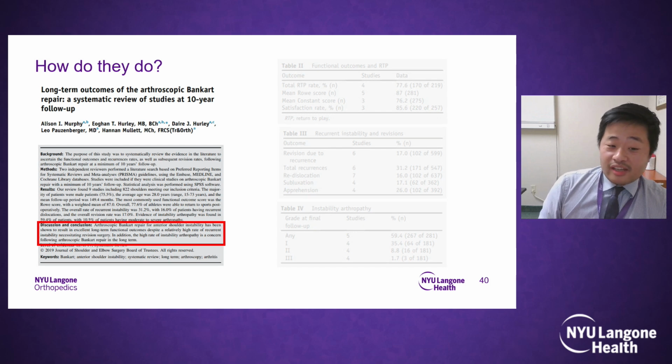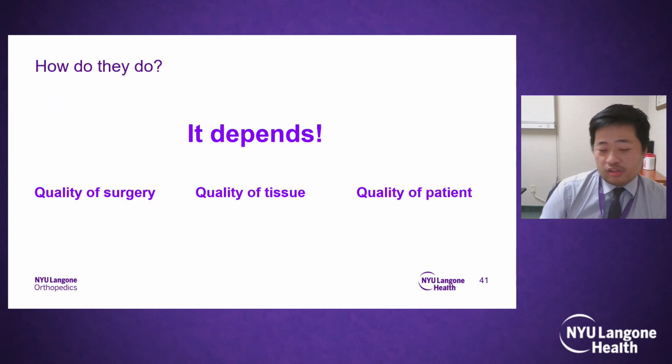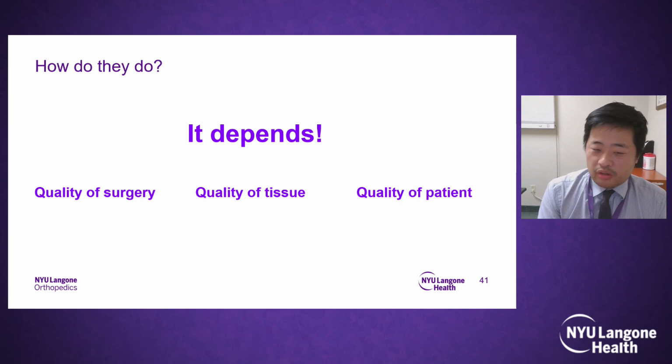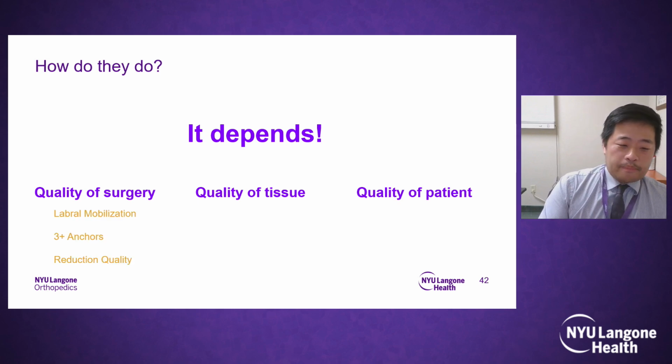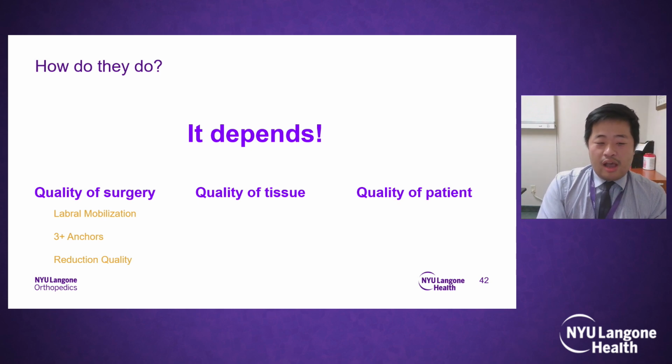I still believe in this data, and I think one of the reasons it's really important when you're talking to patients to not just blindly take this data is because there are a lot of factors that go into how somebody does. I think it depends on the quality of surgery, which is what we can control, the quality of tissue, and the quality of the patient. Just like fixing a plateau, just like fixing an articular fracture, how good of a reduction you get, how well you mobilize the labrum, and how well you fix it matter.